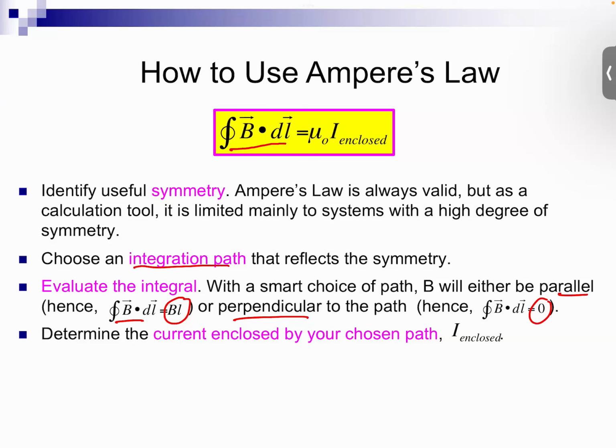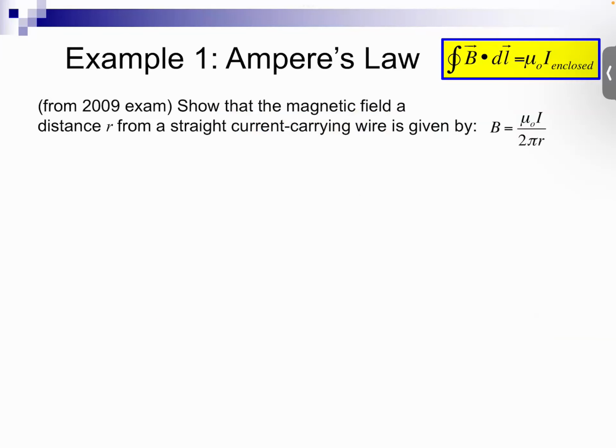It probably will become clearer if we look at an example. So here's an example of applying Ampere's law: the integral of B dot dl is equal to mu naught times I enclosed. We want to find the magnetic field of a straight current-carrying wire, meaning you have a straight wire with current flowing through it. We want to find the magnetic field generated by this current. And by using Ampere's law, we should find that the magnetic field is given by this equation here.